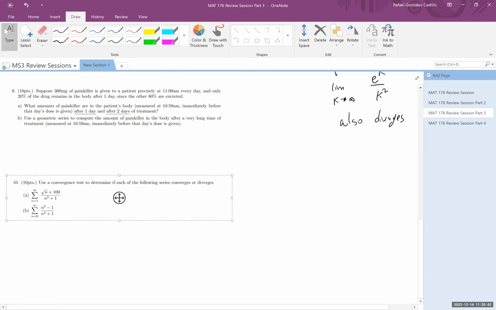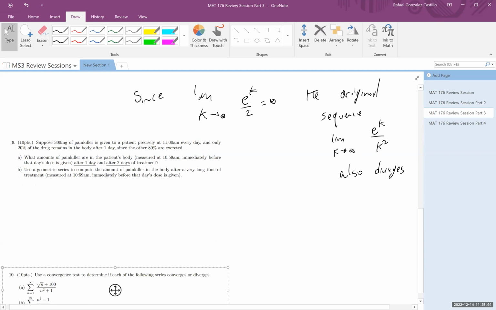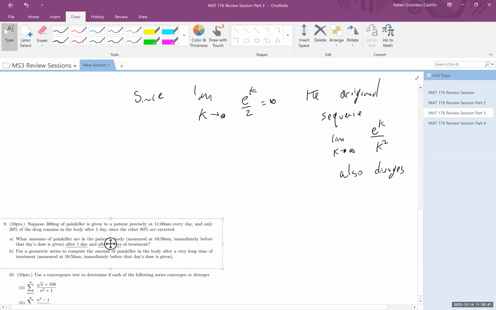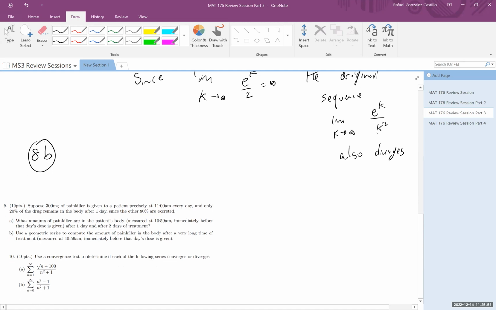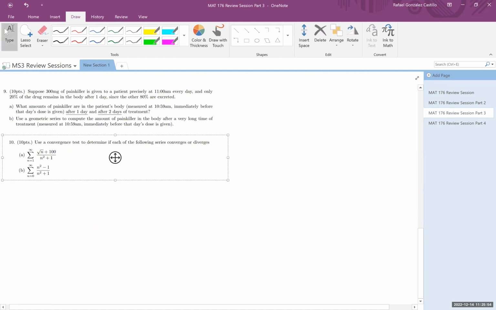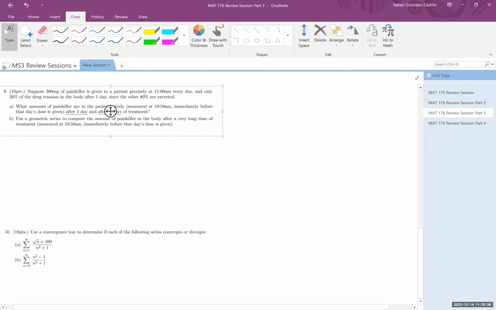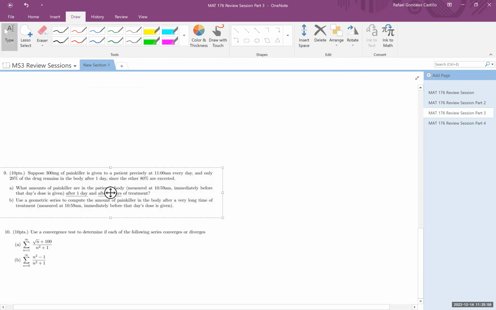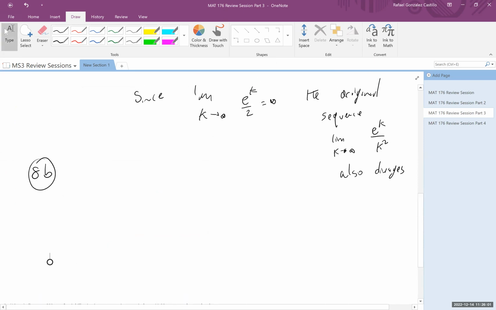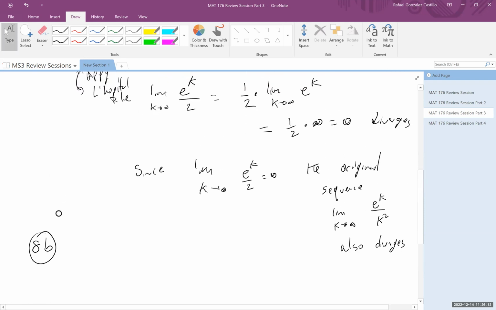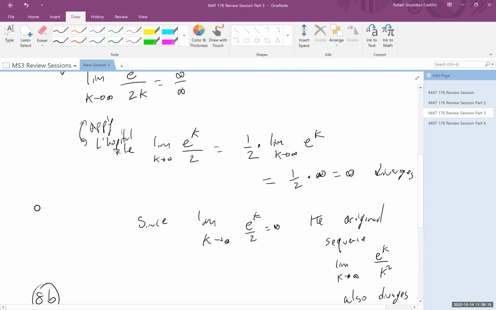Okay, so that's 8a. That was 8a. So for 8a, we use L'Hopital's rule. L'Hopital's rule allows you to take the derivative of the top and the bottom of a sequence or a function when you have indeterminate form as the limit goes to infinity. Or when you go to 0, if you have 0 over 0, you also could apply L'Hopital's rule.